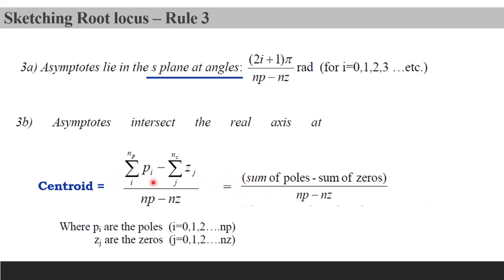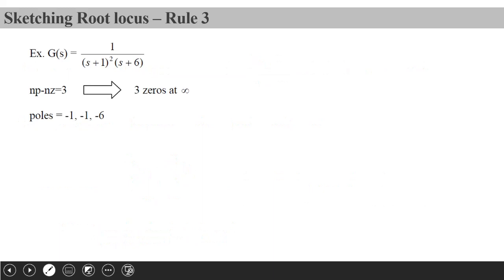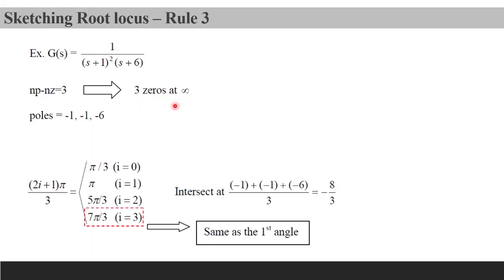So let's demonstrate this by means of an example. In this example we have two poles at -1, repeated poles, and one pole at -6. So we have three poles in total, and we do not have a physical zero here, so we can assume or hypothesize that there are three zeros at infinity. So let's draw a sketch for this.